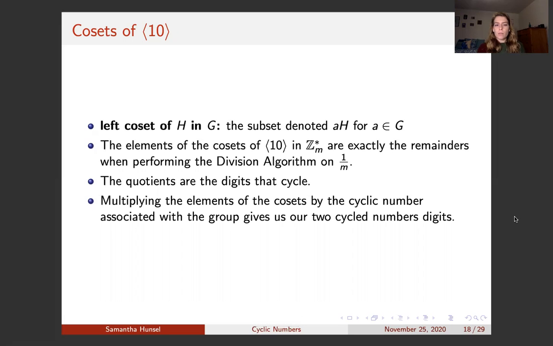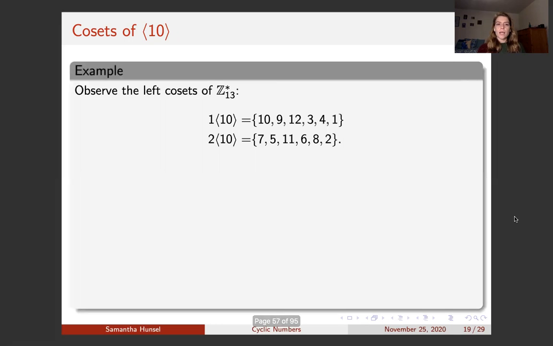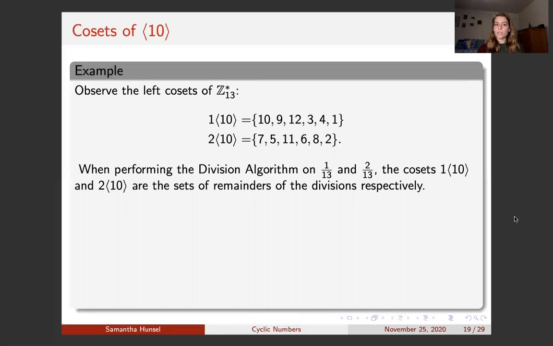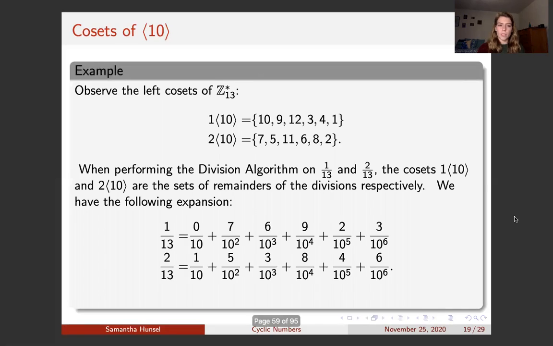And multiplying the elements of these cosets by the cyclic number associated with the group gives us our cycled number digits. And so if we're looking at Z star 13, we see that there are only 2 cosets, which makes sense. When we perform the division algorithm on 1/13 and 2/13, the remainders are the cosets 1 times the group generated by 10, and 2 times the group generated by 10. So you can go ahead and do that for yourself. Divide 1 by 13 and 2 by 13 and look at the remainders, and those are those respective cosets.